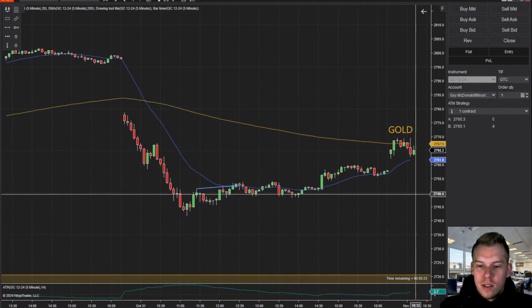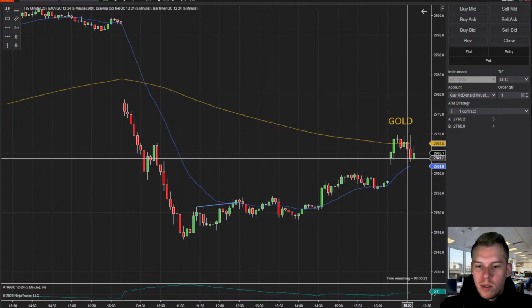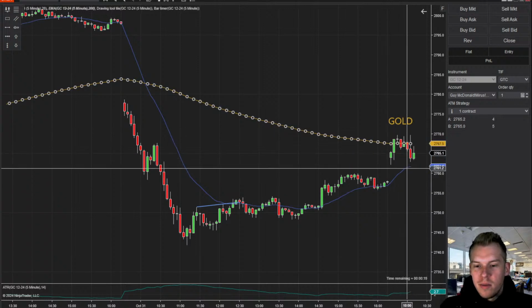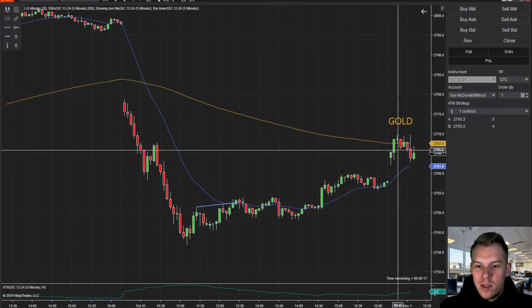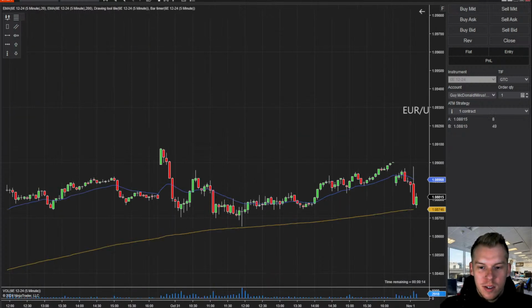Gold short, kind of stuck in between the two moving averages and kind of in a trading range there.